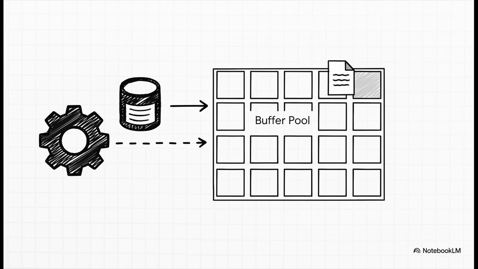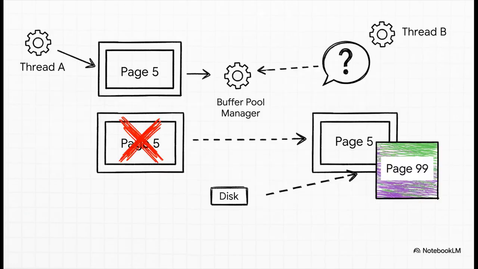Okay, so thread A requests page 5. The BPM does its job, loads it into, say, frame 7, and hands thread A a memory pointer. Everything's fine. Thread A starts reading or maybe even modifying the data in that frame. But then, along comes thread B. It requests a page that's not in the cache. The BPM looks around for a frame to use, and it picks, you guessed it, frame 7.